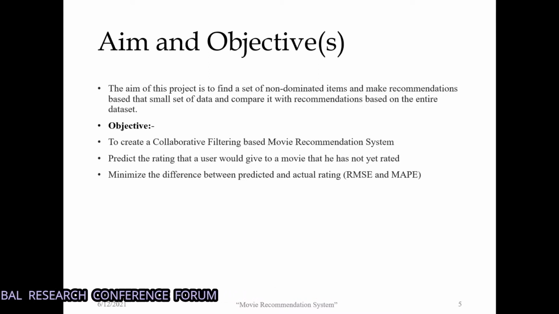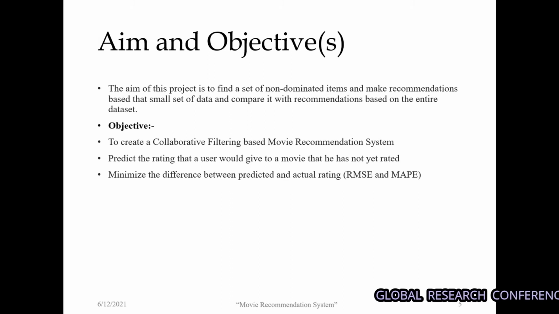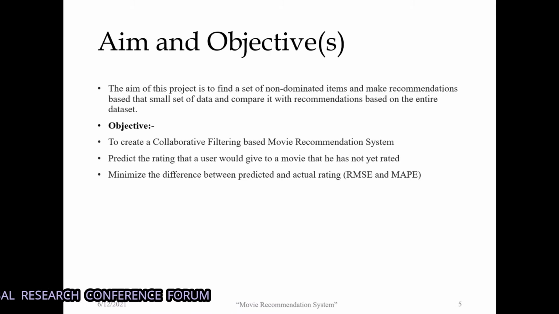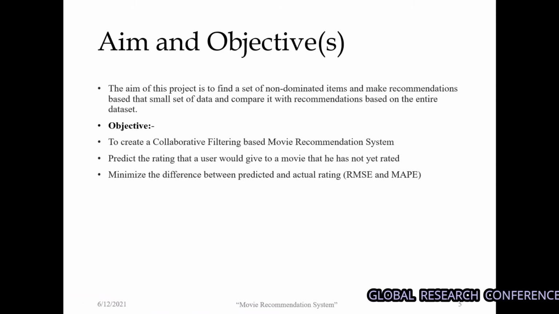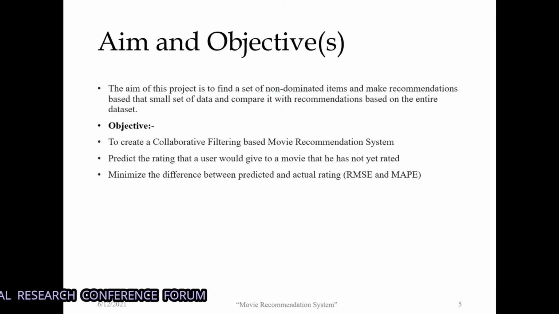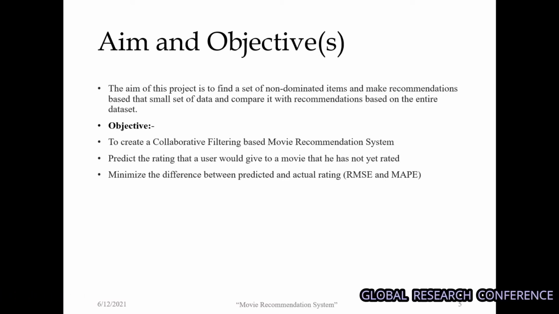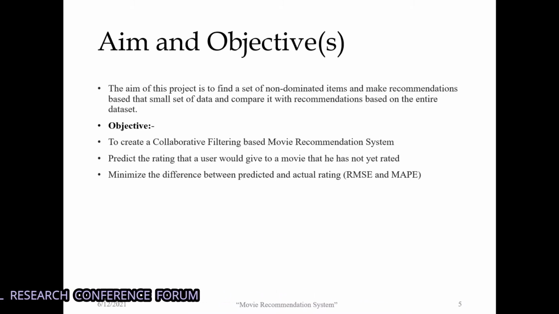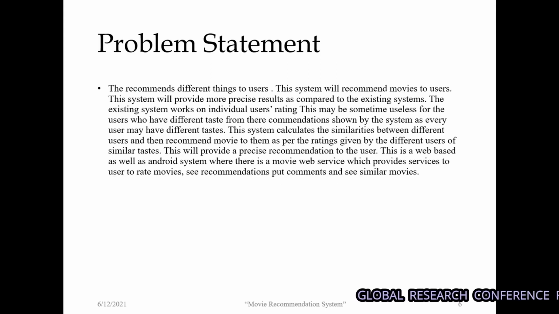Our aim and objective: the aim of our project is to find the set of non-dominated items and make recommendations based on a small set of data, and compare it with recommendations based on the entire data set. Our objective is to create a collaborative filtering based movie recommendation system, predict the rating that a user would give to a movie that he has not yet rated, and minimize the difference between predicted and actual rating.